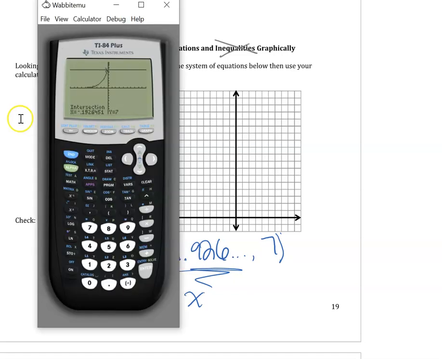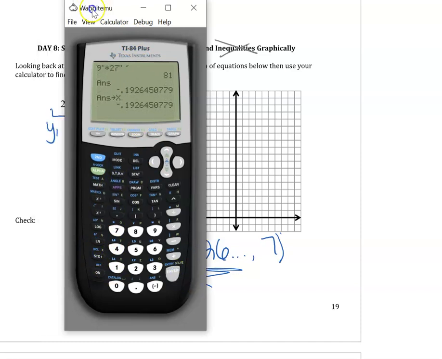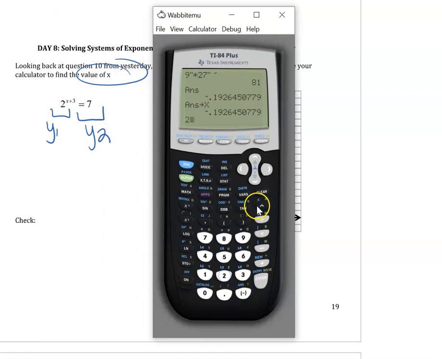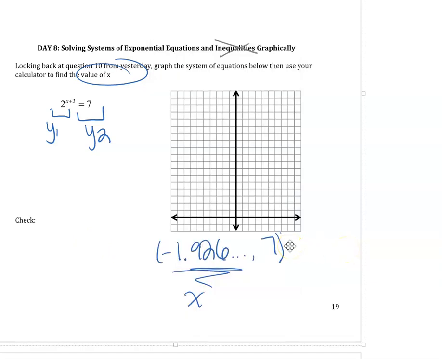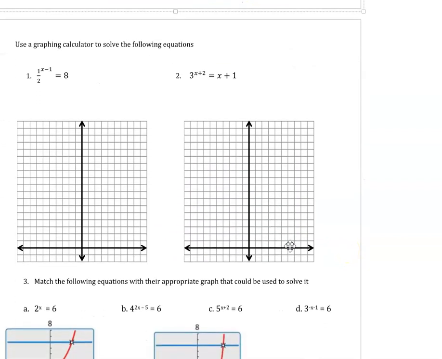So if I pull back up my calculator and I go to my home screen, if I hit second answer, which is this little negative, that actually pulls up my previous x value that I just got from my graph. Now, I'm going to store that as x. Okay, so that's my answer. Now, check this out. If I do 2 to the x plus 3, I should get 7. And I do. So it does check. And that's it. That's solving for x.